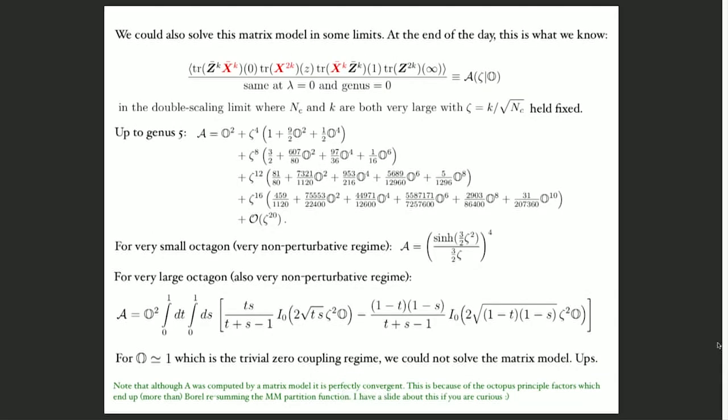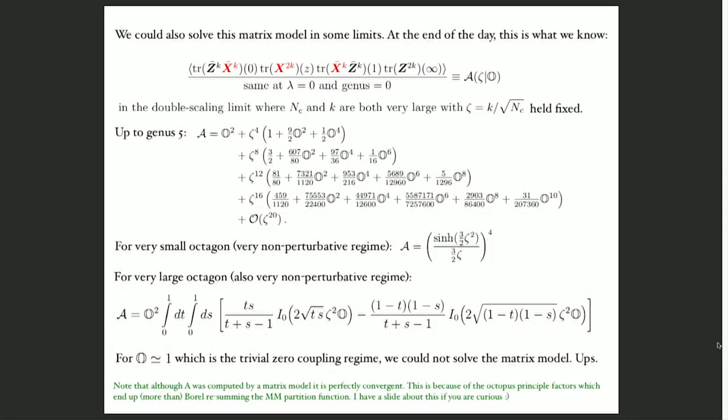Okay, so we could not solve this model exactly. 4 complex matrix models are not that trivial to solve. We could solve it in some limits. So let's summarize what we learned at the end of the day. So here is the correlation function we wanted, and it's a function of this zeta, which is k divided by square root of n, which is what we held fixed. So k is large, n is large, and this combination is fixed. And it's also a function of the cross ratios and the coupling through the function O. So it's a very simple function of 2 variables, xi and O.